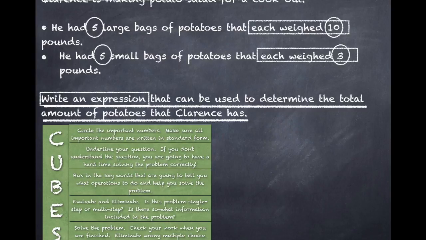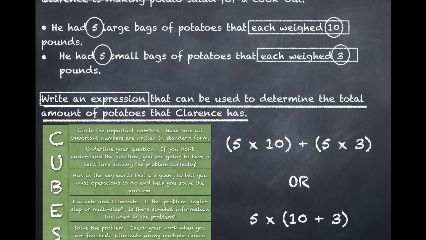There's 2 ways that you could solve this problem. You'll see something similar to both of these answers on your test. So the first way that you could do is simply taking 5 and multiplying it by 10, because that'll give us the weight of each of the large bags total. And then we could add that to the product of 5 times 3, the weight of the small bags altogether. And then when we add those 2 numbers, we would get the total amount. So the expression could be 5 times 10 plus 5 times 3.